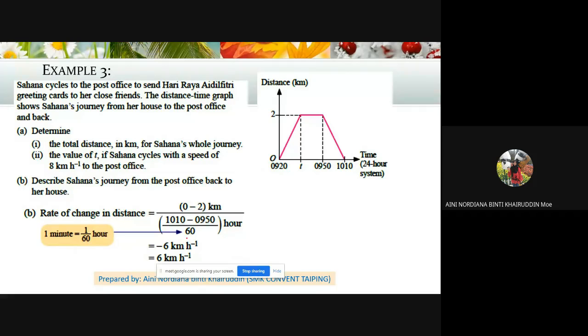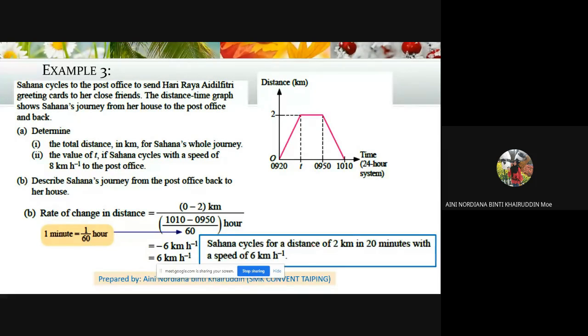Yang ni kena hati-hati. Sebab bila you kira, you akan dapat dalam minit. Minit tu kena tukar kepada jam. So akan dapat 6 km per hour. So bila nak describe tu, kena buat ayat macam ni lah. Shahana cycle for distance of 2 km in 20 minutes with a speed of 6 km per hour. From 9:50 to 10 ni adalah 20 minit.